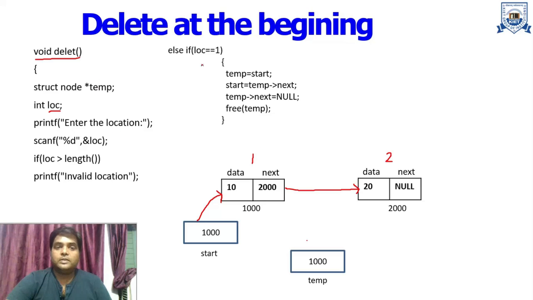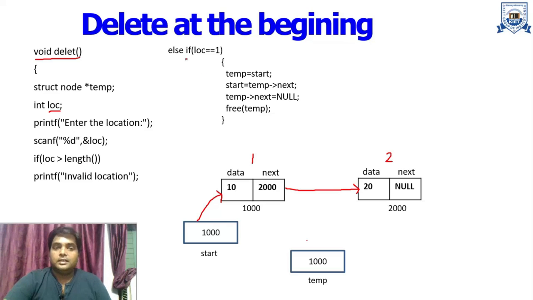Actually, in this particular case we want to delete this particular node. So now what is the location? Now the location will be 1. So I put the value of this location over here. That location is 1 in this particular case. So here we check if 1 is greater than length. No, the length of the linked list is 2 in this particular example. So 1 is greater than length, this condition is false. Now I will move over here.